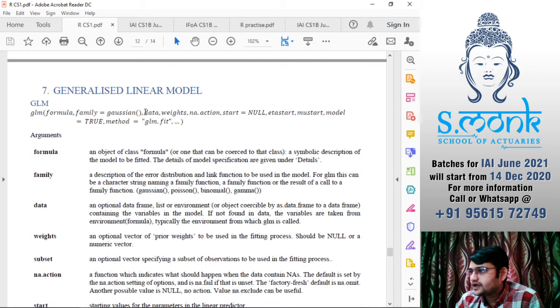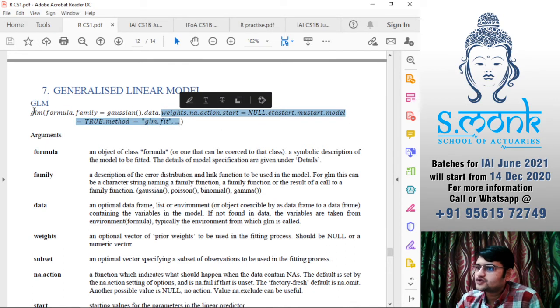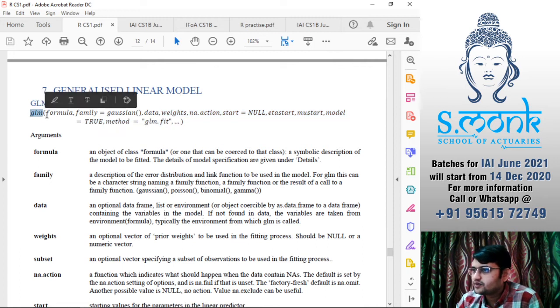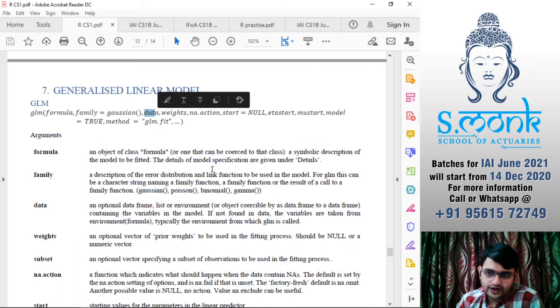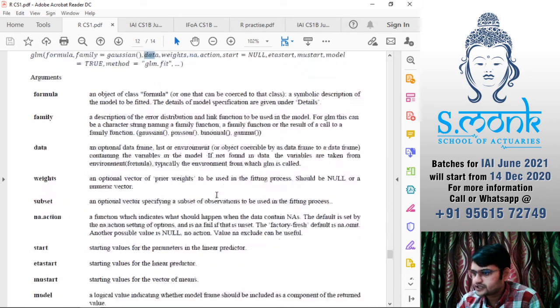If you're writing just the variable names, then you will have to specify data. If you have written data dollar variable name, then you do not have to specify data. We do not take all of these into consideration, so you don't have to take any other values. You literally have to specify GLM, formula, its family, and data if required. These are the only points that you are going to consider.